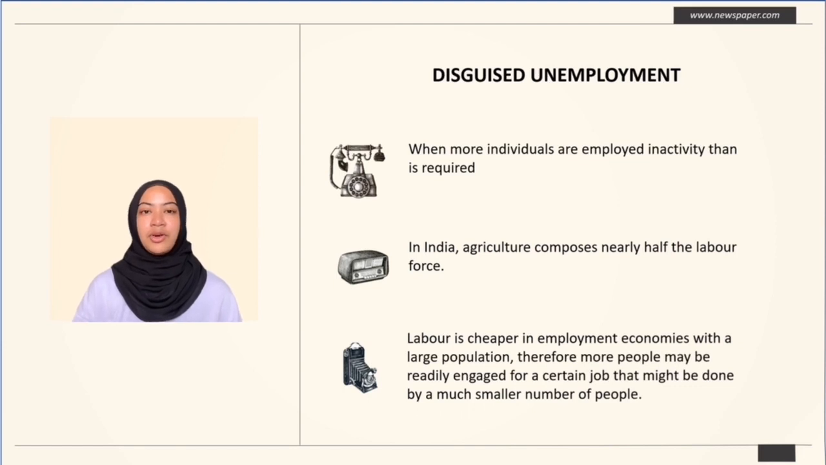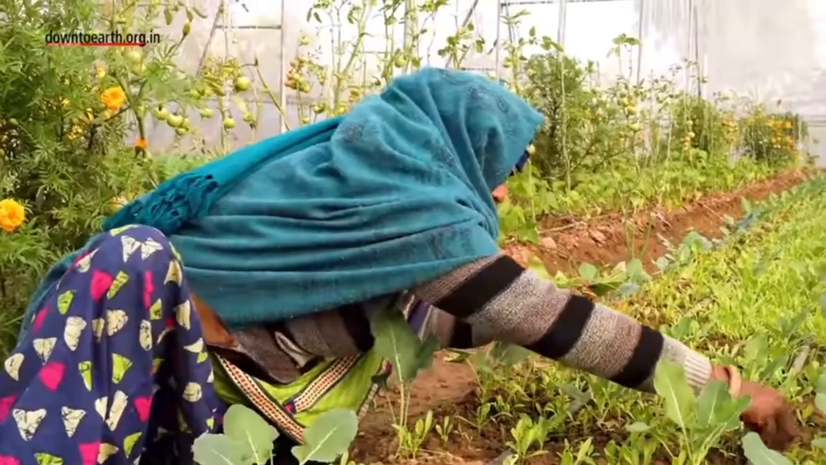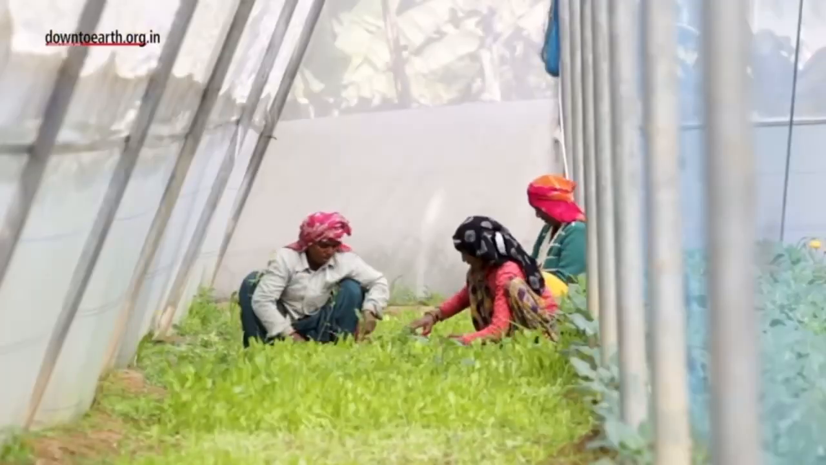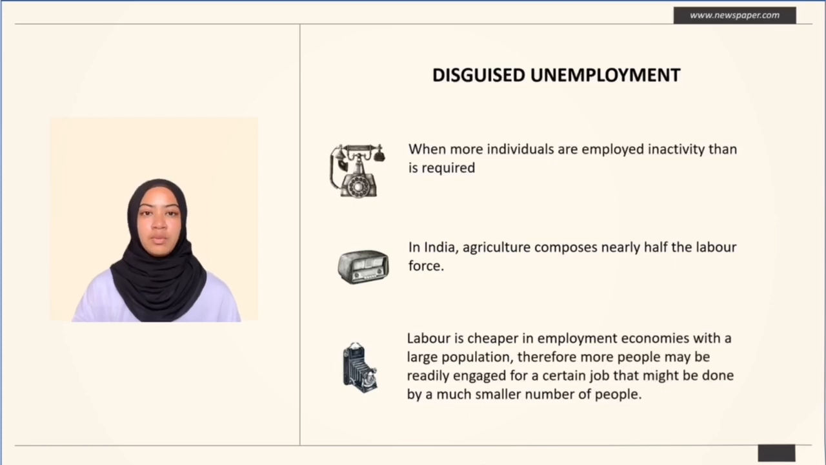Disguised unemployment occurs when more individuals are employed than is required. In India, agriculture composes nearly half of the labor force. This is mainly due to disguised unemployment. Agriculture, the principal sector of the Indian economy, employs over 51% of the entire workforce.